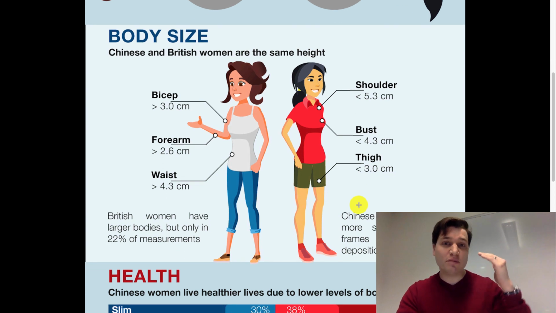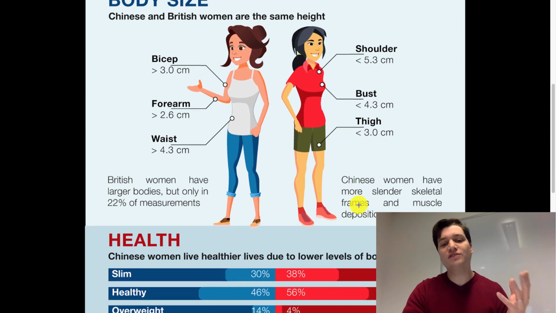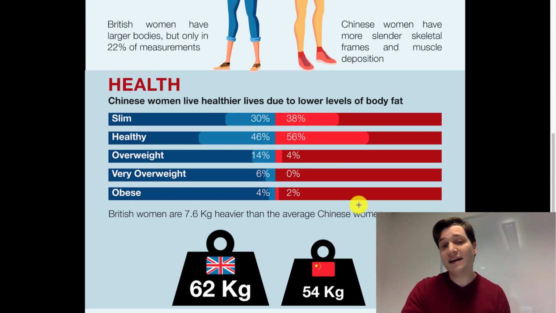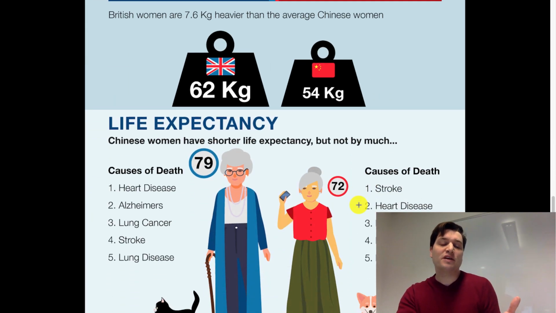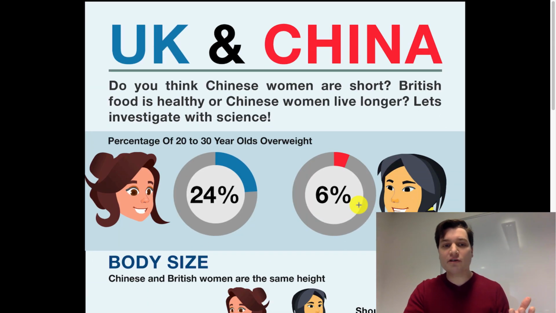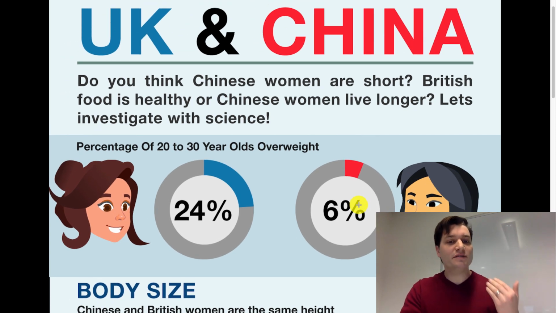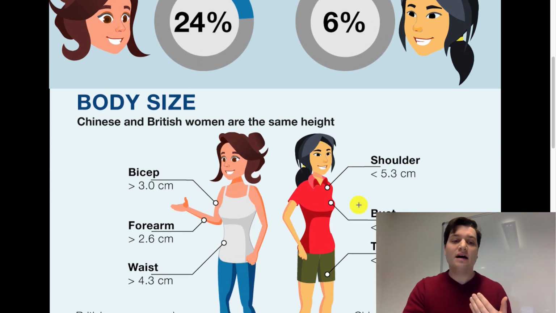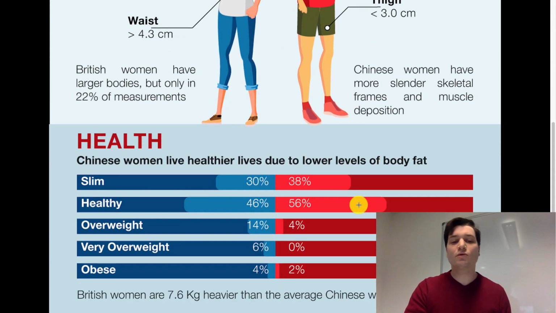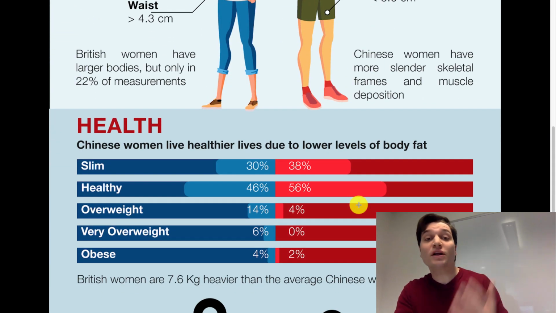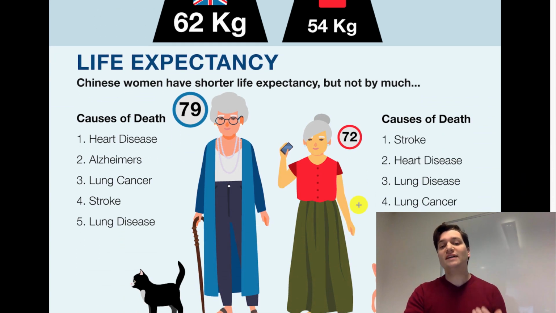So look in the description below, check the videos out, and you'll see how I've turned some 3D body scans into this data. So let's have a look at this. This is what we're going to create. It's a very simple infographic looking at difference in being overweight, difference in body sizes, looking at levels of body fat and health, weight, and mortality.